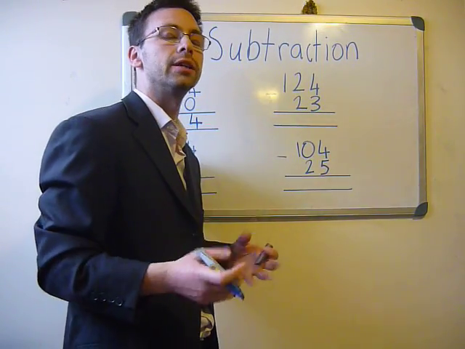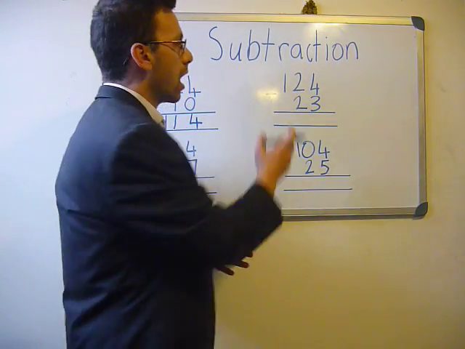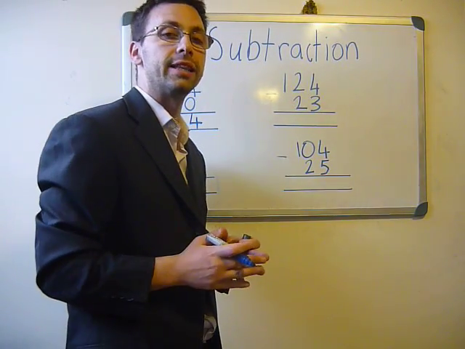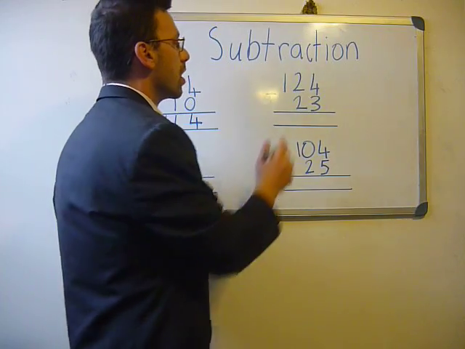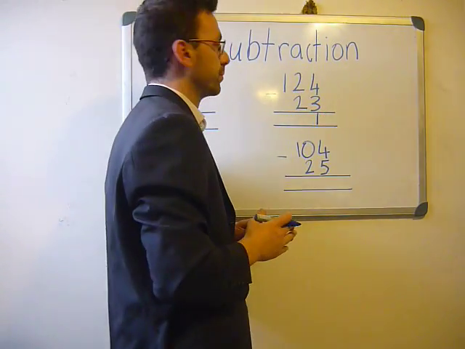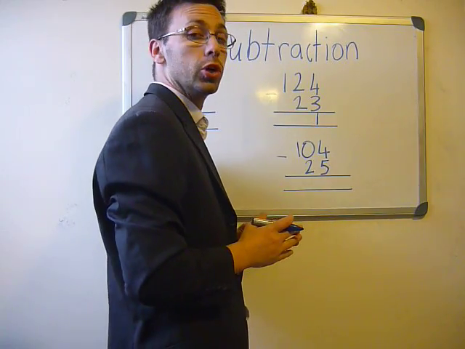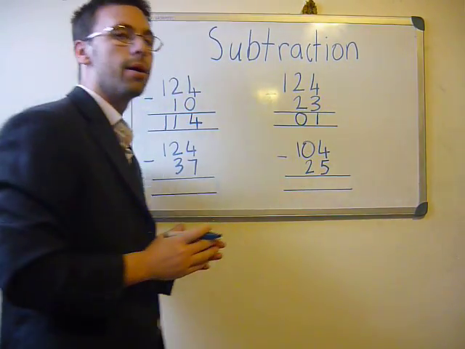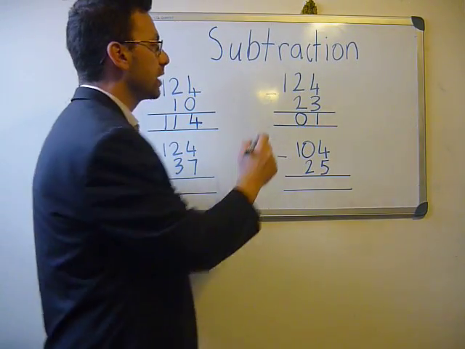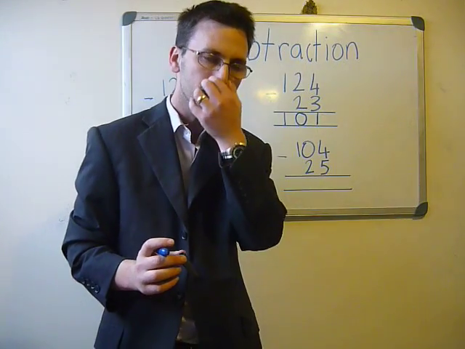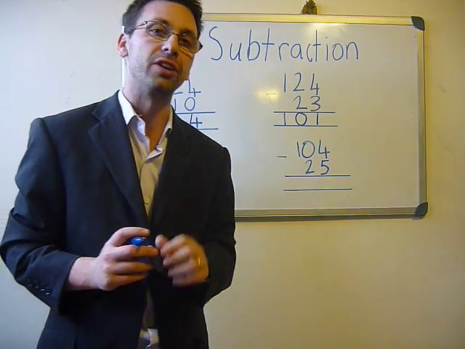Let's go through the same strategy, but with a different number. 124 minus 23. Hundreds, tens, units, and all the numbers are underneath each other. 4 minus 3 is 1. 2 minus 2 equals 0. 1 minus nothing is just 1. 101.